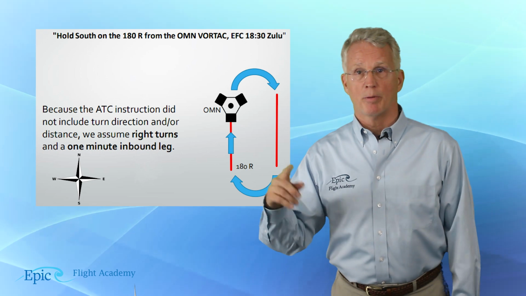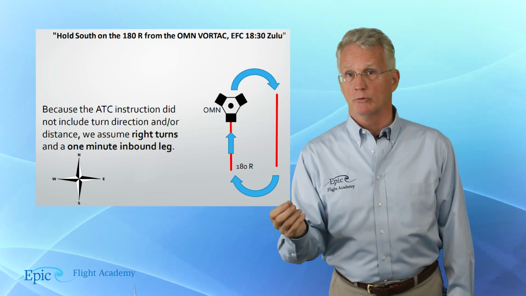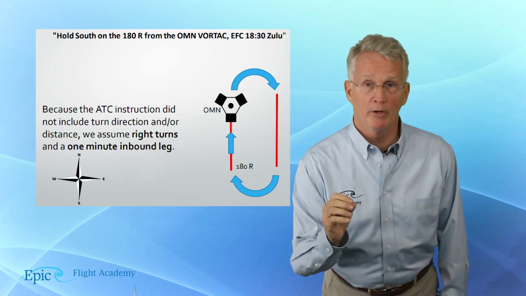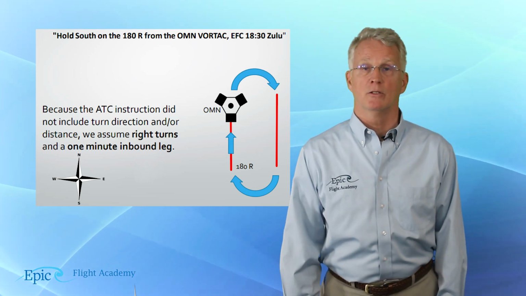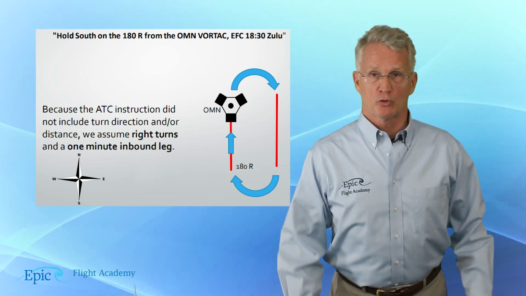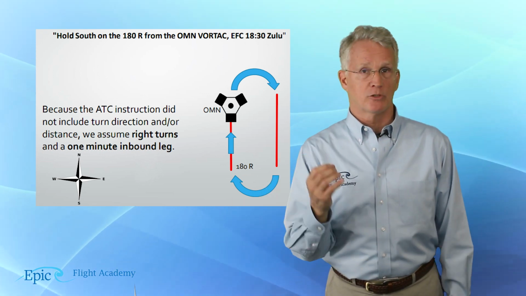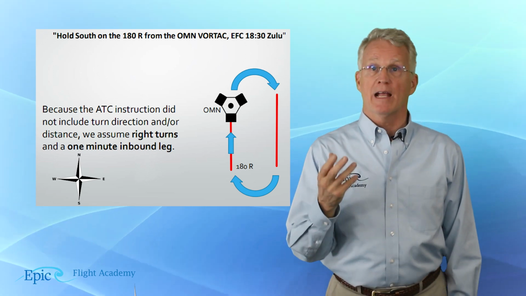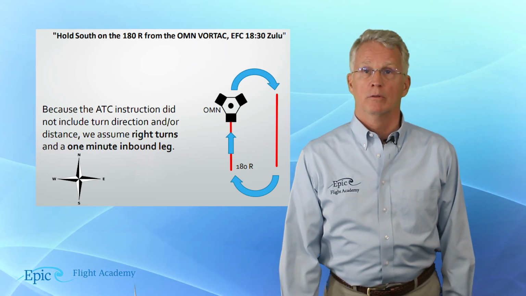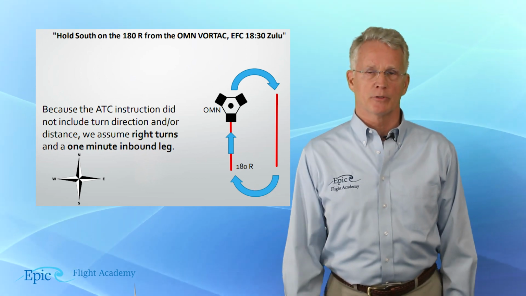I'm going to fly this holding pattern until my EFC time of 1830 Zulu, at which time I'll contact ATC, but it's very much more likely that prior to that 1830, ATC will have given me further instructions and clearances. If they don't, and I have determined that we have lost radio communications, then at 1830, I will initiate lost radio communications procedures, but that's another lesson.